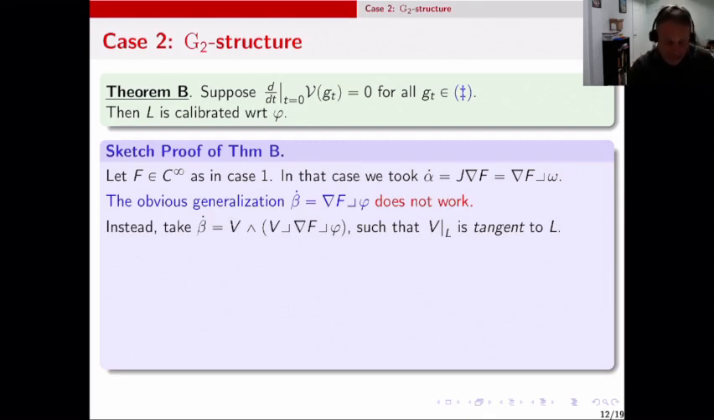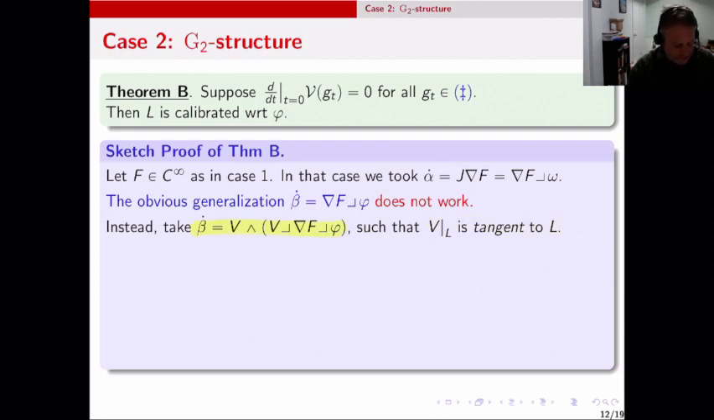Instead, we choose a family of two forms whose time derivative at time 0 looks like this. So we do plug in grad f into the three form, and then we plug in v, so we get a one form, and then we wedge that with v to get a two form, where v is any vector field on the ambient space M, which has the property that when you restrict it to L, it's purely tangent. It has no normal part. Okay? So v is arbitrary with this property.